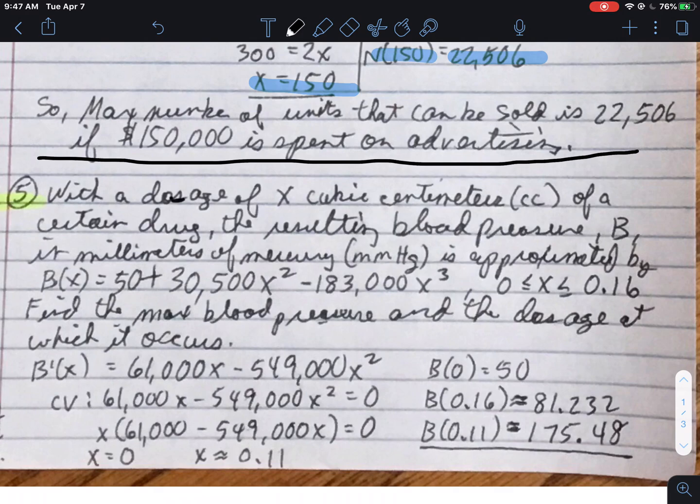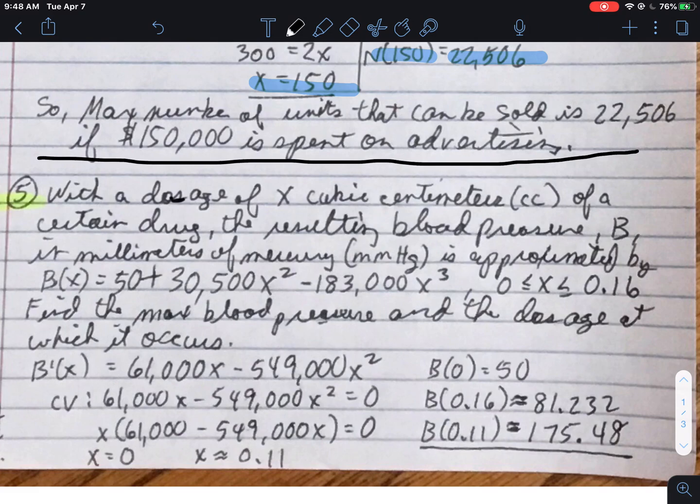Last one, number 5. Here we've got the dosage of x cubic centimeters, or x cc's, of a certain drug. The resulting blood pressure, B, in millimeters of mercury, so mmHg, is approximated by that function B of x, where x in this case is between 0 and 0.16 cc's. Question: find the maximum blood pressure and the dosage at which it occurs. Again, the question is find the maximum blood pressure. Automatically, I'm jumping on the derivative to get me started. I want my critical values.